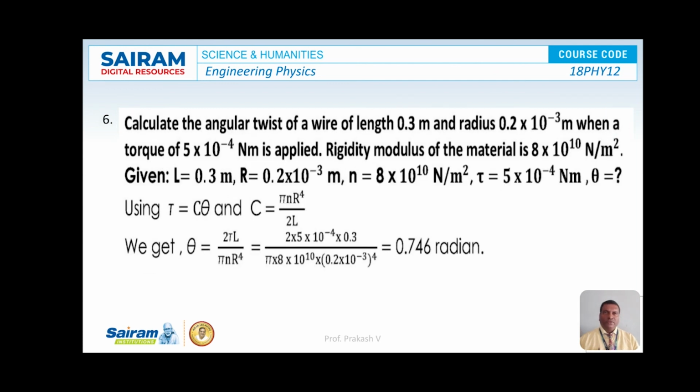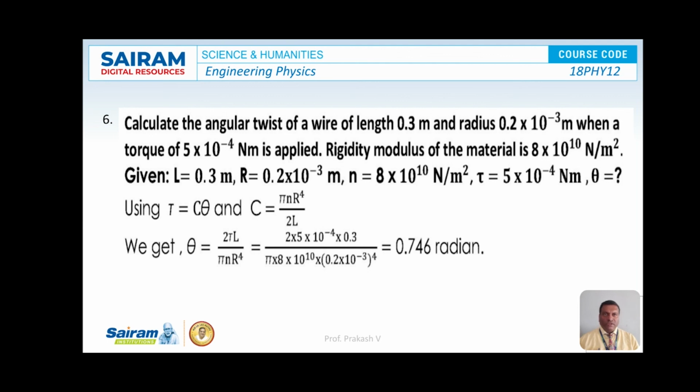The sixth problem is: calculate the angular twist of a wire of length 0.3 meter and radius 0.2 into 10 to the power of minus 3 meter when a torque of 5 into 10 to the power of minus 4 Newton meter is applied. Rigidity modulus of the material is 8 into 10 to the power of 10 Newton per meter square.